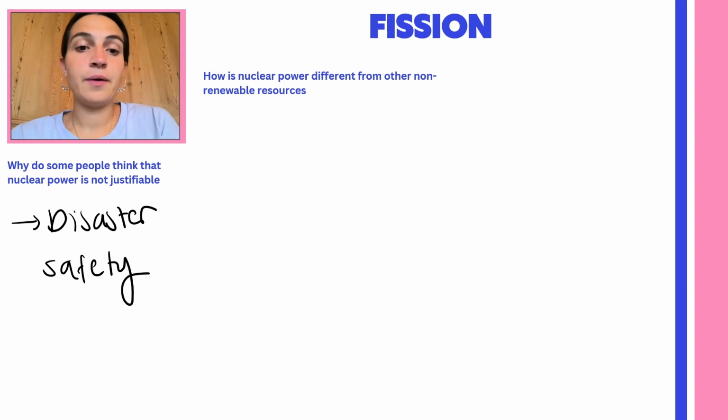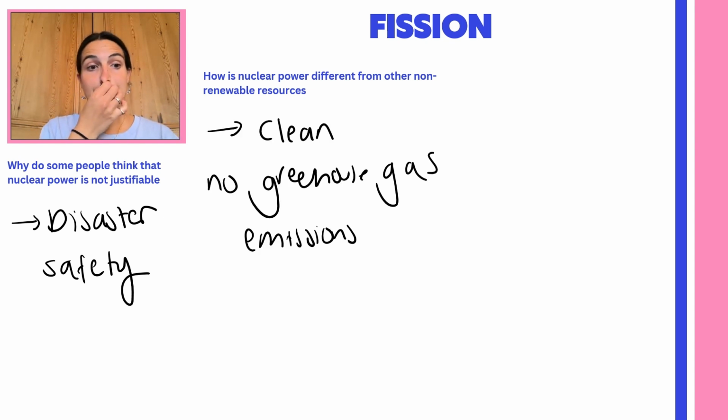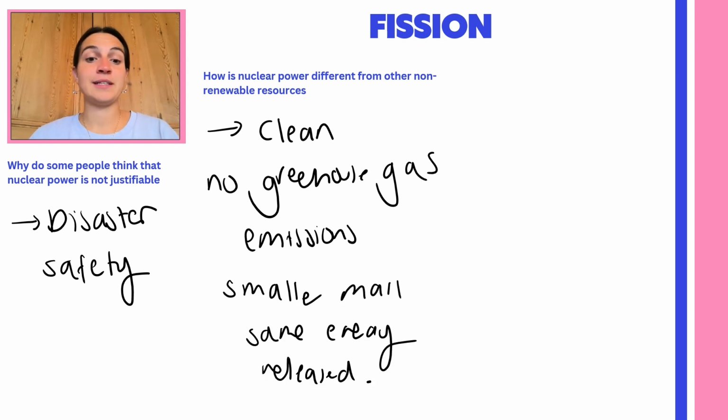How is nuclear power different from other non-renewable resources? So the main difference, I suppose, is that it is clean in the sense it doesn't emit any greenhouse gases, unlike coal, oil, or gas. And you need less fuel, basically. You need a smaller mass of fuel for the same energy released.